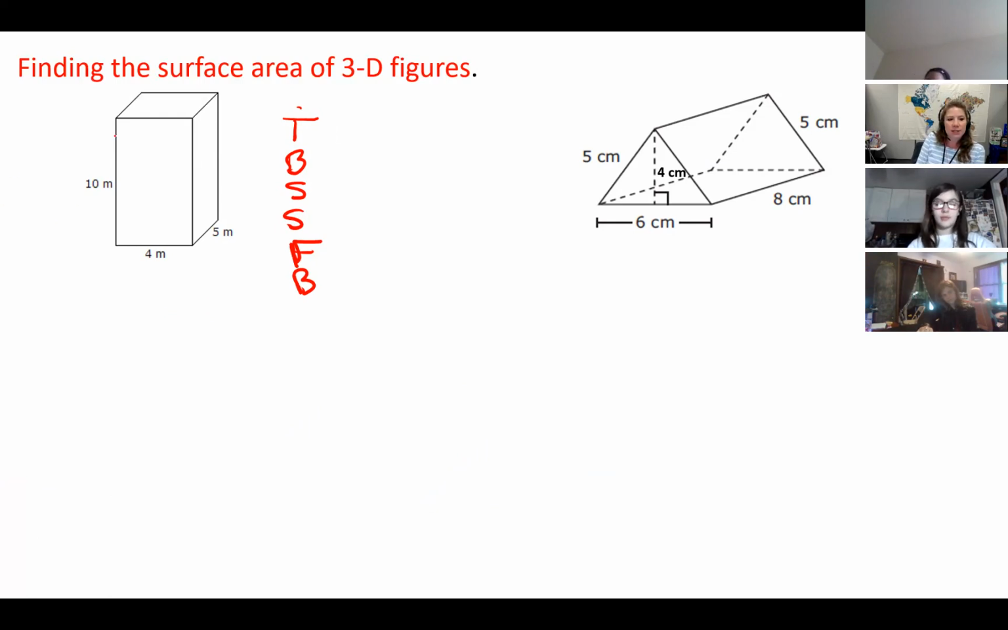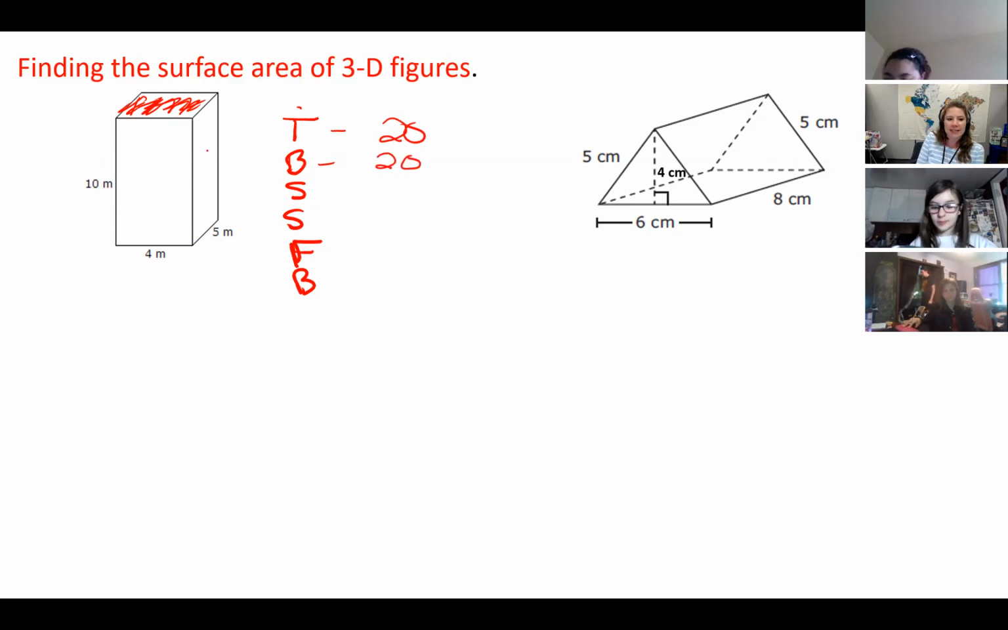All right, so what's the dimensions of the top of my box right here? What's the length and the width, or the 4 and 5, right? The top and bottom are both 4 by 5. So what is the area of the top and bottom? 20. So the top is 20 and the bottom's 20. Okay. All right, that takes care of 2 of them.